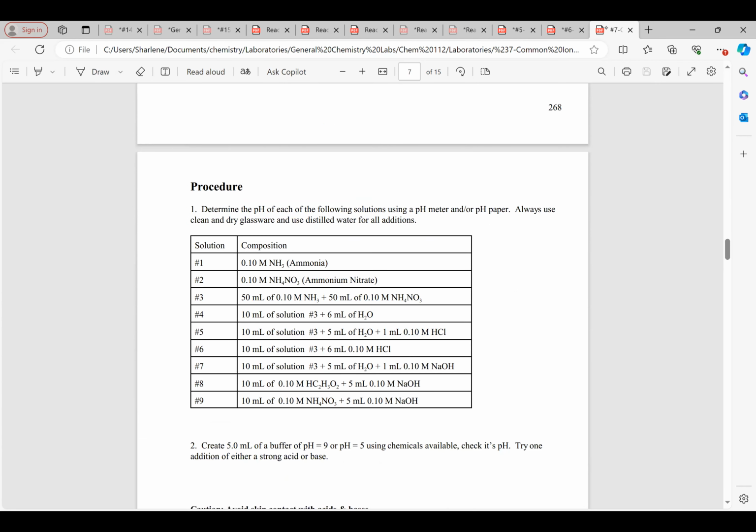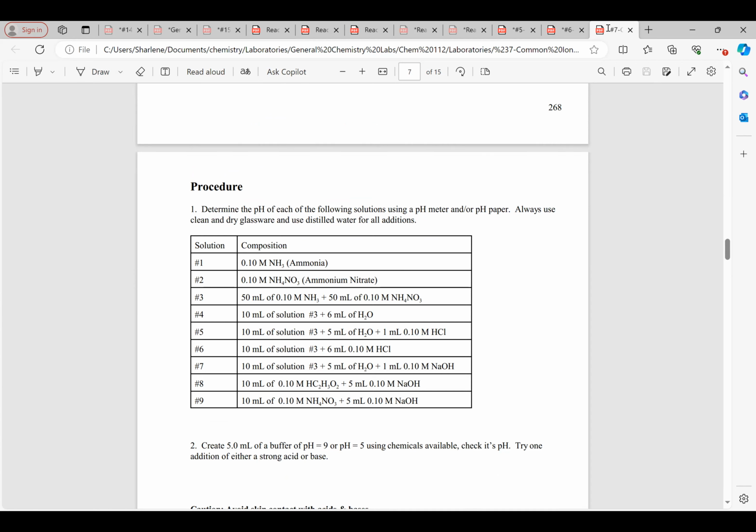Here we are. Just like we did last time, we're going to take the pH of our 0.1 molar ammonia and our 0.1 molar ammonium. These are the same solutions that we had just done, so they shouldn't be different. But technically this is a new day, so you always want to check your equipment.